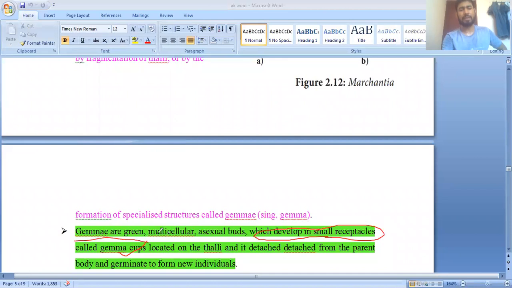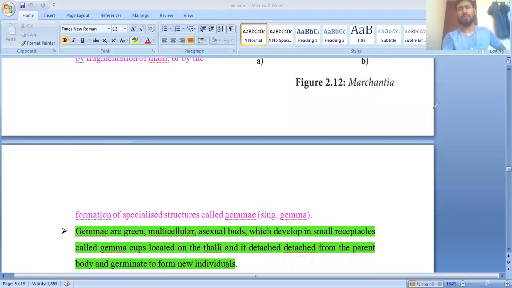If you check the property of gemmae, they are green, multicellular, asexual buds. Already we are discussing the gemma. So gemmae are green, multicellular, asexual buds, meaning they are involved in asexual reproduction. Later they can develop into a small receptacle and form a cup-like structure, and the gemma cups are involved in protection. Clear? The gemmae further detach from this and form a new individual, new bryophytes.